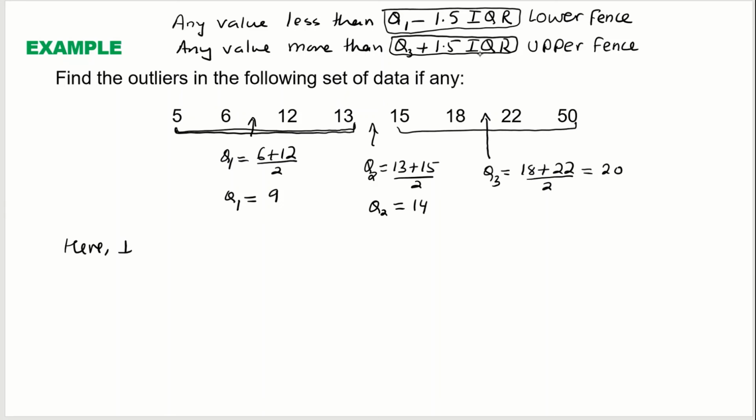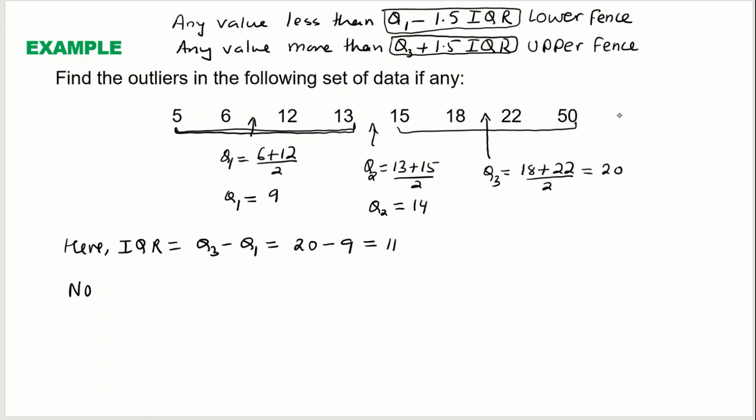IQR is the difference between the third quartile and first quartile. Third quartile is 20 and the first quartile is 9. That is equal to 11. So we have everything ready. We have Q1, we have Q3, and also we have IQR. So let's find the lower fence and upper fence.